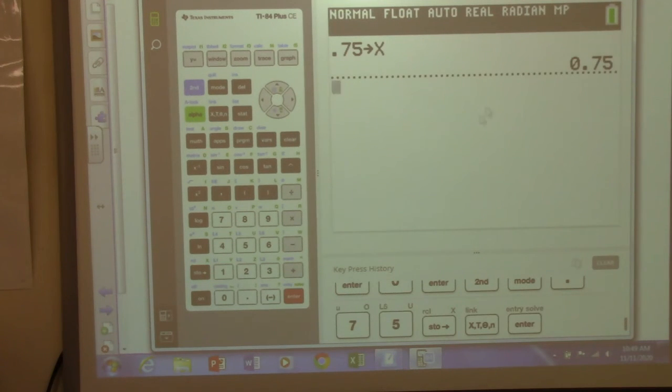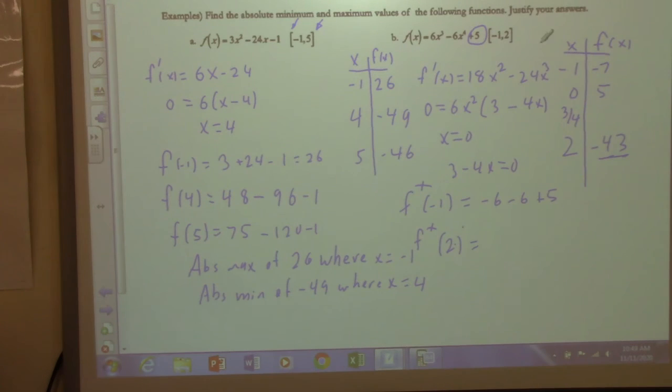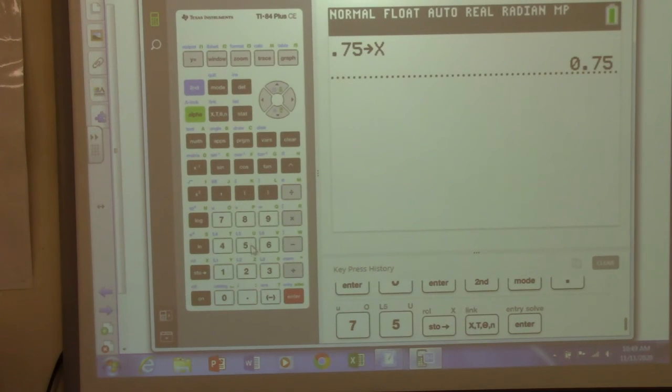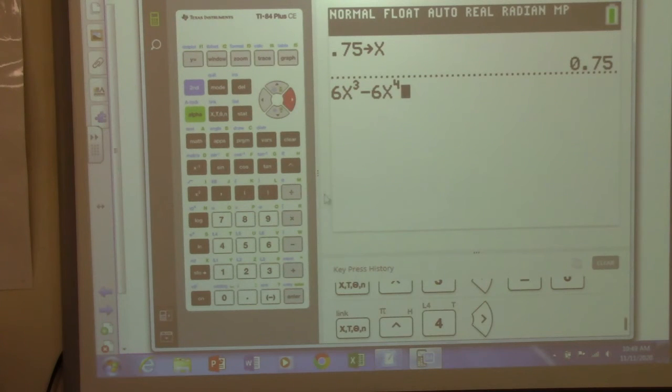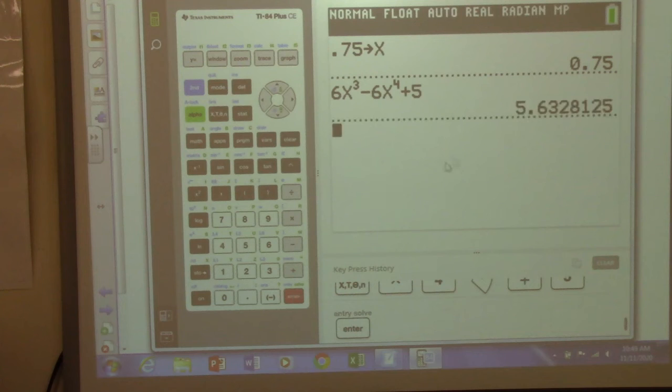So we have 6x cubed minus 6x to the fourth plus 5. Take your guess, let's see. You said 27? 6x cubed, probably, minus 6x fourth. I got a question there. And was it plus 5? Yes.